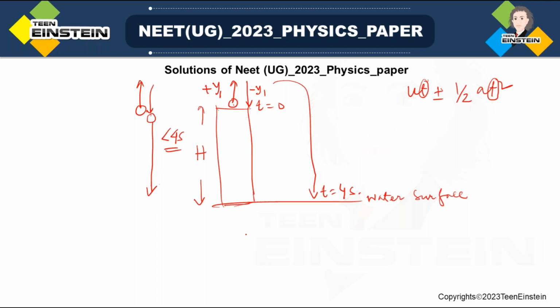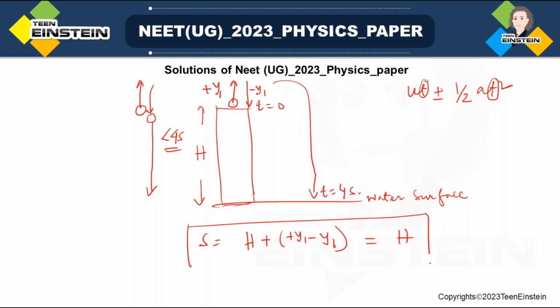because displacement has a direction. So if I write here, it covers h plus y1 minus y1. So ultimately how much displacement are we getting? We are getting the displacement h itself. Okay, that's how it is going to be.